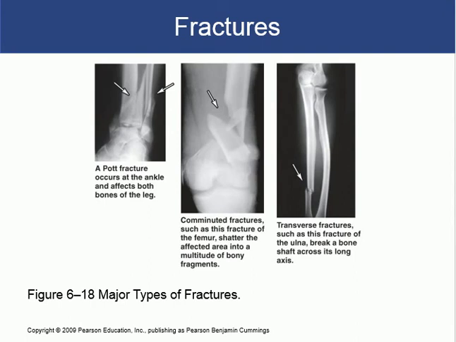So what's the pot fracture again? Pot fracture is broken, both bones close to the ankle. One. Comminuted fracture is where you have something like the femur here, you have shattered bones. Transverse fracture, like this bone, when the bone is broken at the shaft, just like this. Just like this. This is transverse fracture.